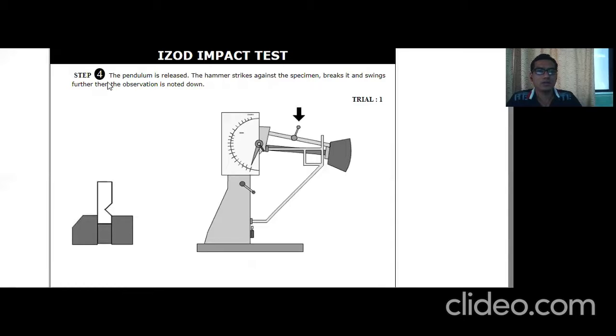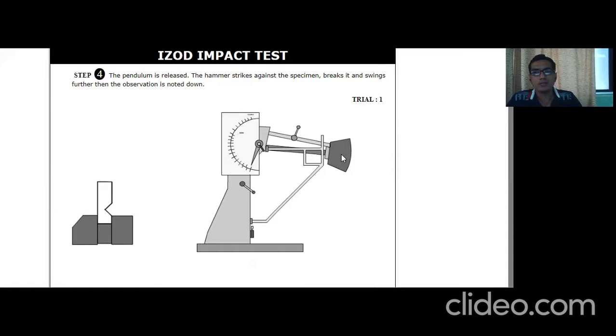Now in the next step, the pendulum is released, the hammer strikes against the specimen, breaks it and swings further, then the observation is noted down. So here you can observe the specimen is placed on the anvil. So this is again the arrangement of the specimen on the anvil.